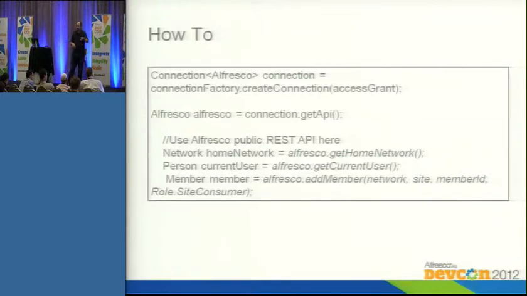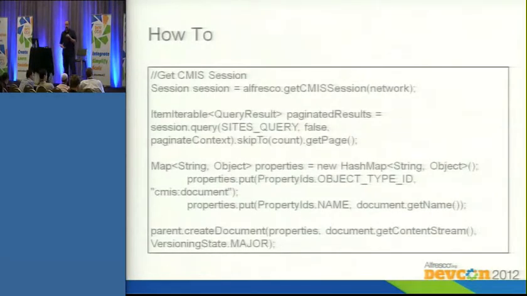Now the REST API with Spring-Social-Alfresco is pretty easy. You can see right there, once you get that Alfresco object, you get the home network of the user, and you can get all the other information. The same goes for CMIS. CMIS works just as if you were building a standalone CMIS application against an on-prem Alfresco instance. You're able to get the session, query for different objects, and put new content in there just as if you were working with a standard Alfresco.